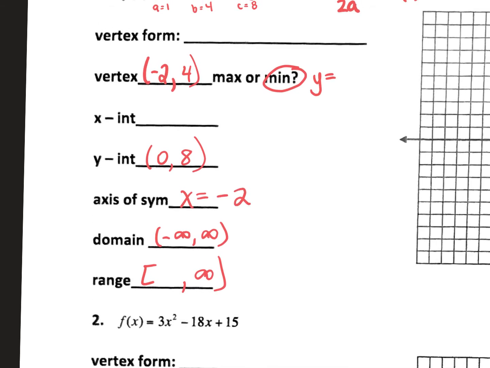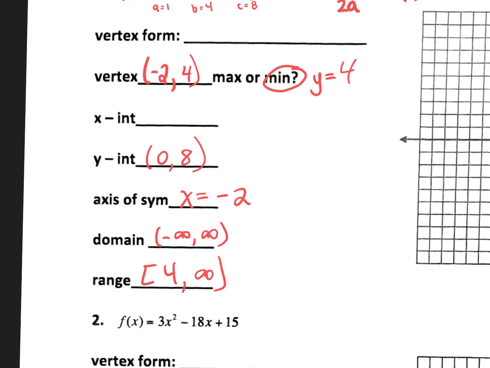Good. What is your minimum value? Y equals what? 4. Good. What is your range? What to infinity? Yep. Axis of symmetry is the x part of your vertex. Range and maximum is the y part.